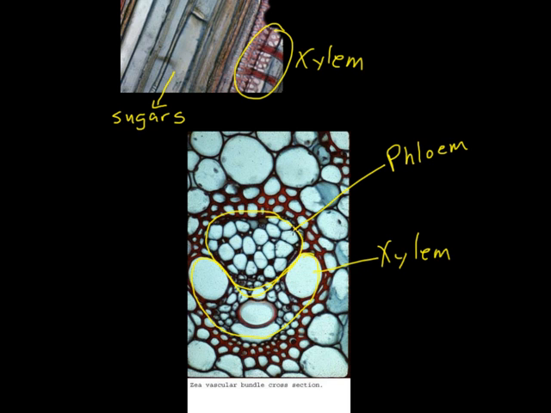You'll notice with the phloem we've got the tubes, which are larger diameter, and then we've got right here a smaller companion cell. And so that's a vascular tissue.